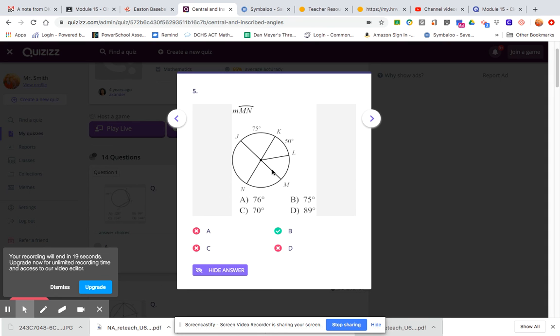Another way is because those are two diameters, and that's 75 and that's 75, these are vertical angles. So if that's 75, this central angle is 75 degrees, which makes that arc 75. So a few ways.